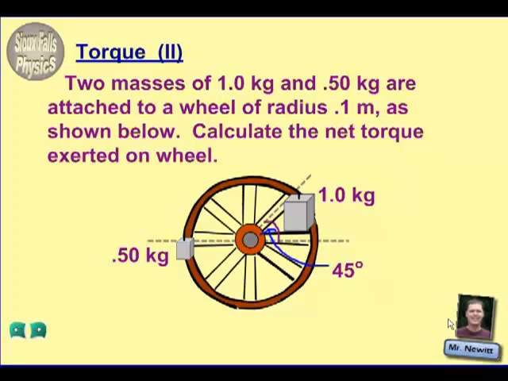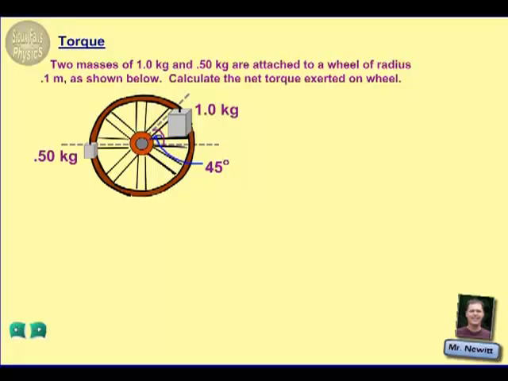Okay, we have a problem here on torque again. Two masses this time are hung from a wheel, and we want to calculate the net torque that is exerted on that wheel. We have a 1 kilogram mass and a 0.5 kilogram mass. So let's tackle the 1 kilogram mass first. It is hanging at a 45-degree angle, so we need to figure out the torque that is going to provide to the wheel.